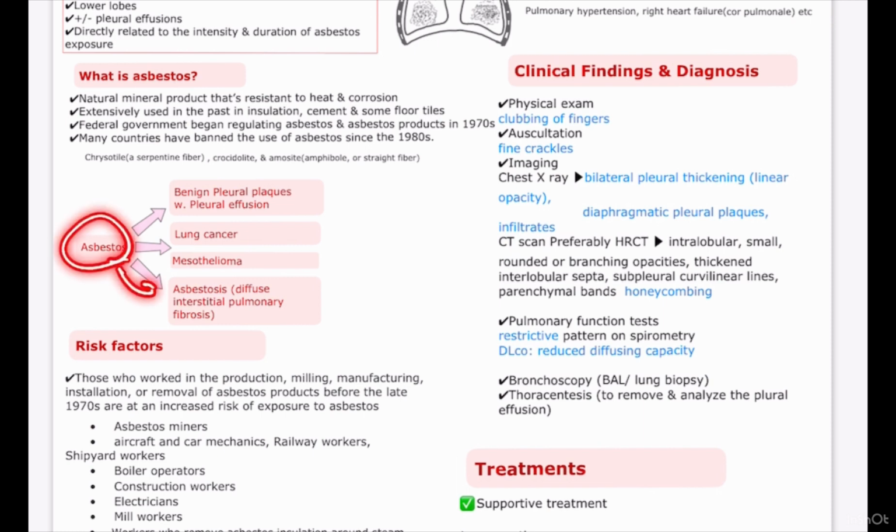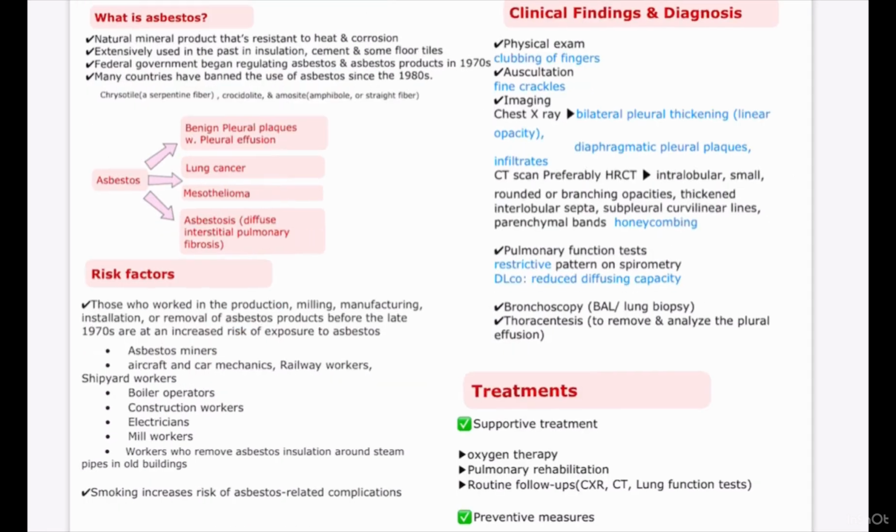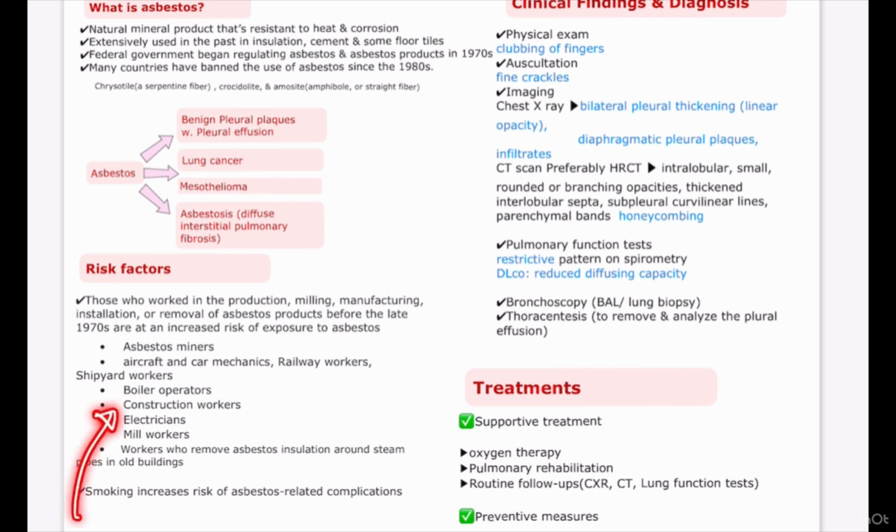Asbestos not only causes asbestosis but also causes benign pleural plaques, lung cancer, and mesothelioma. These are 4 main diseases that we should remember. And most of the patients with asbestosis are those who worked in these kind of industries before the 1970s. The clinical findings include clubbing of fingers, fine crackles on auscultation, and in imaging tests, you can see pleural thickening bilaterally and also diaphragmatic pleural plaques.